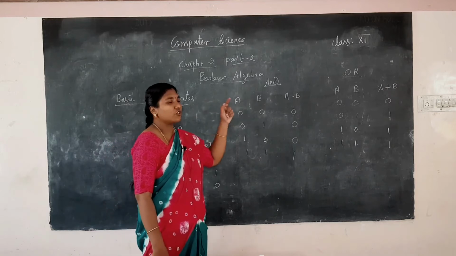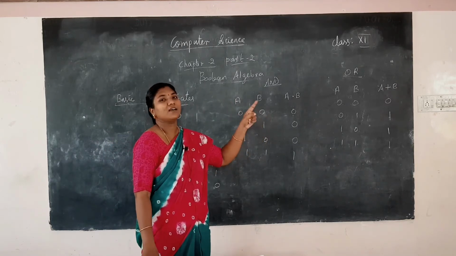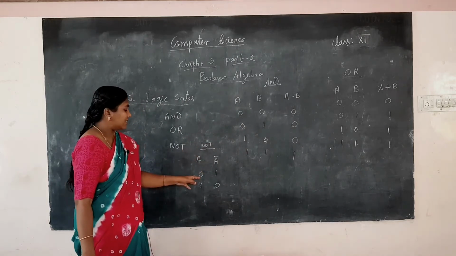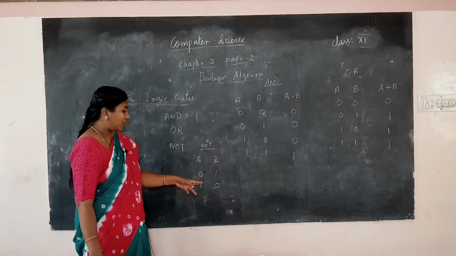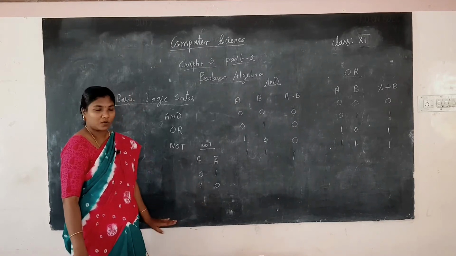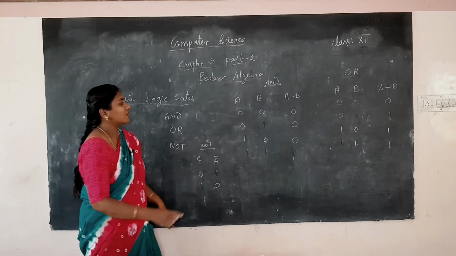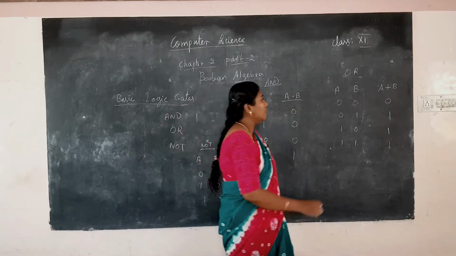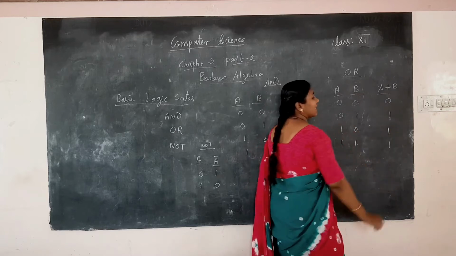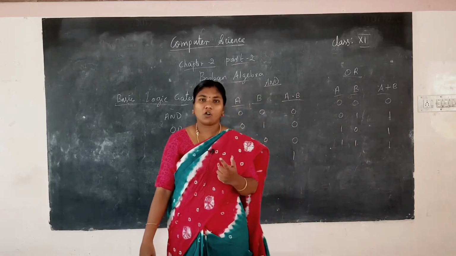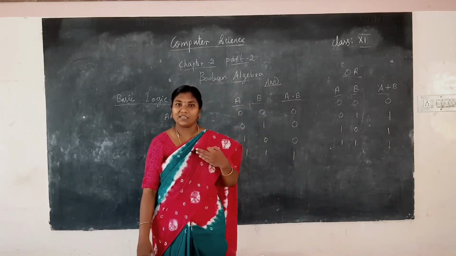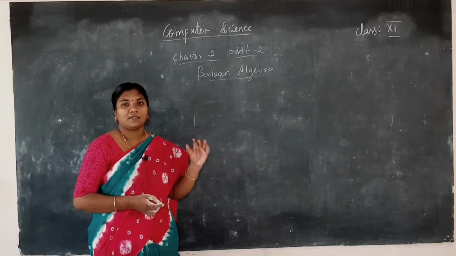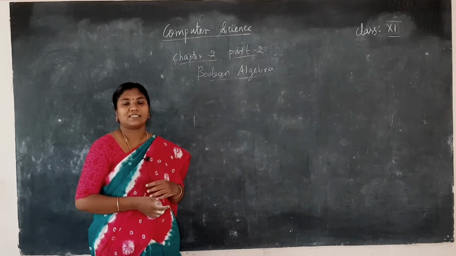So AND means dot operator, OR means plus operator, and NOT means the opposite one. 0 means 1, not the opposite, the inverted one. 0 means 1, 1 means 0, clear. So these are all the values. This has been given in your book as a tabular column. If you are asked to explain the three basic gates, AND, OR and NOT are the three basic logic gates, clear. So now let us see the circuit for these three basic gates.